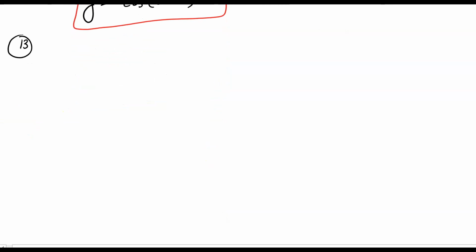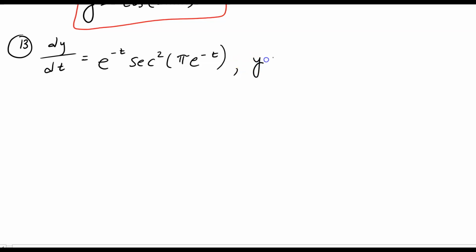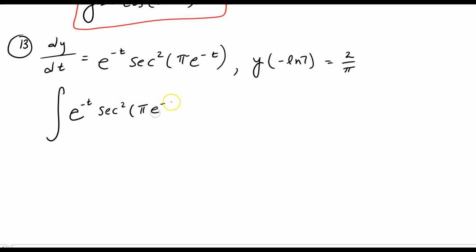All right, so let's take a look at this one. This one's a little bit similar. dy/dt, we're given e to the negative t times the secant squared of pi e to the negative t. All right. And the initial value that they give us is that y of negative natural log of 7 happens to be 2 over pi. All right, this one seems interesting enough. Let's see what we've got. We've got to integrate e to the minus t secant squared of pi e to the minus t dt.